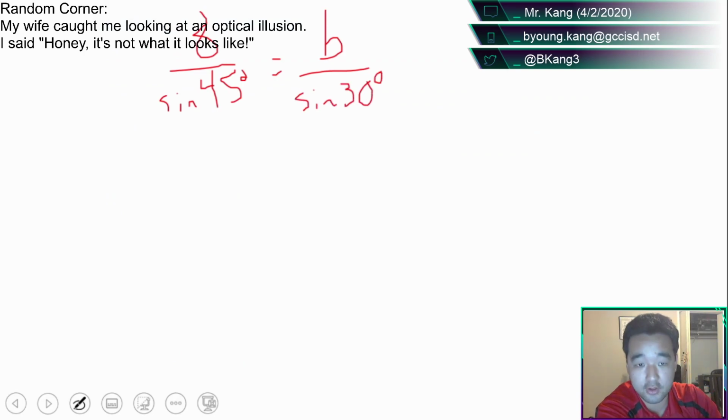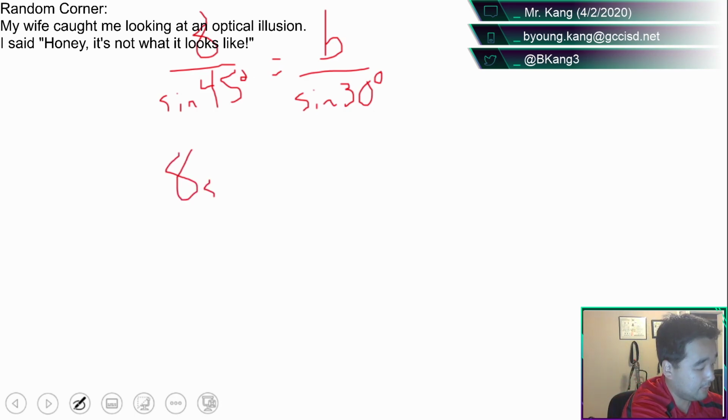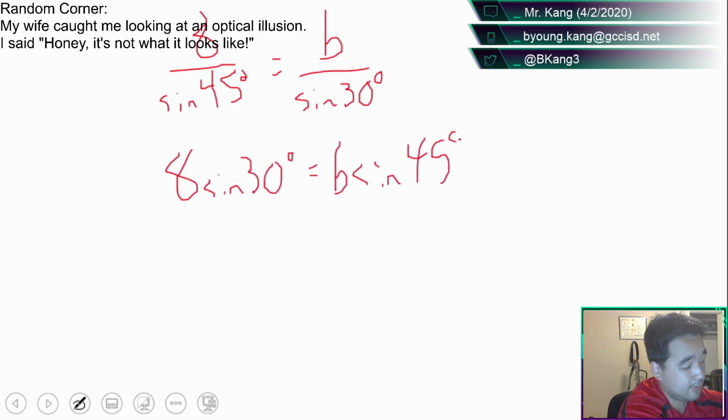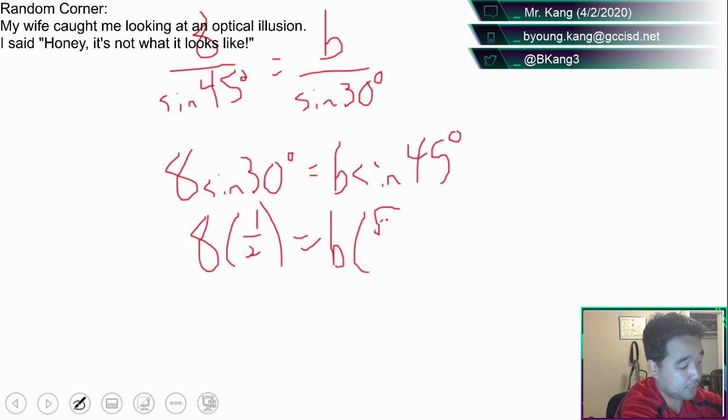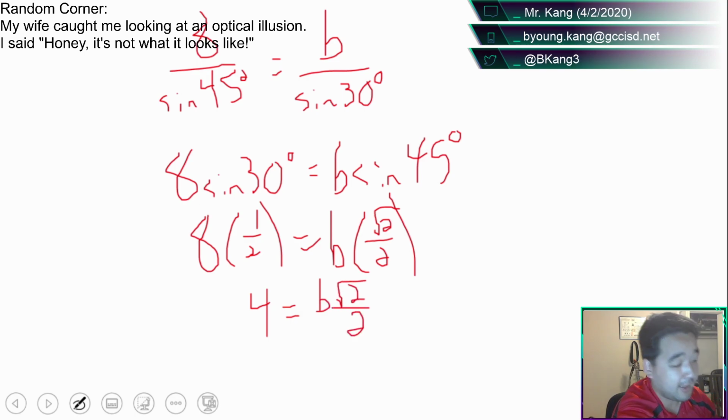Now normally we'd just cross multiply, divide and type everything into a calculator, but sine of 45 and sine of 30, you can get both of those from the unit circle. So 8 sine 30 equals B sine 45. Both of those are numbers off the unit circle. Sine of 30 is a half. And sine of 45 is square root of 2 over 2. So here you get 4 equals B times square root of 2 over 2. And you can solve for B by dividing or multiplying by the reciprocal.